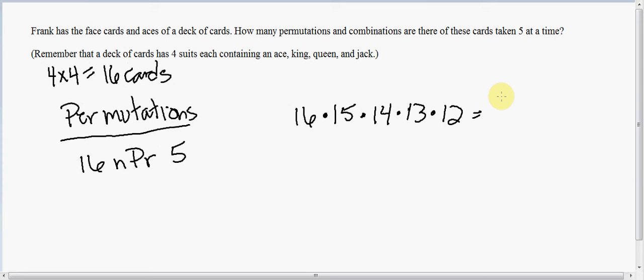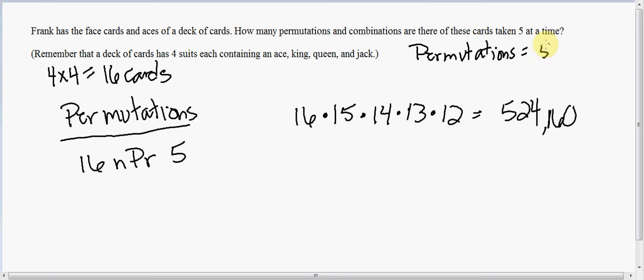And when we do that, we get, let's do the math here. Kind of a big number, 524,100. Whoops, forgot my 60. So I'll write that up here. Permutations is equal to 524,160. I'm going to pause this to erase.